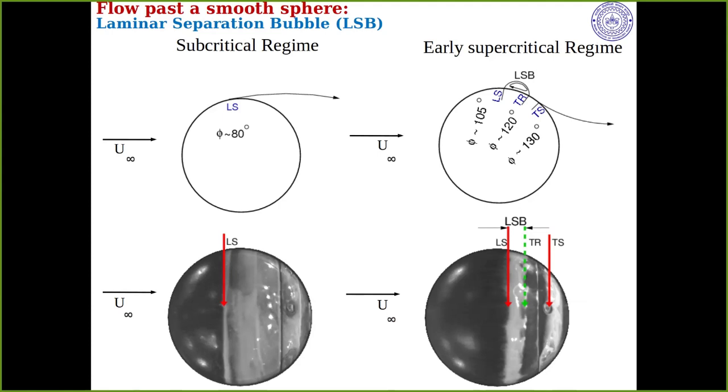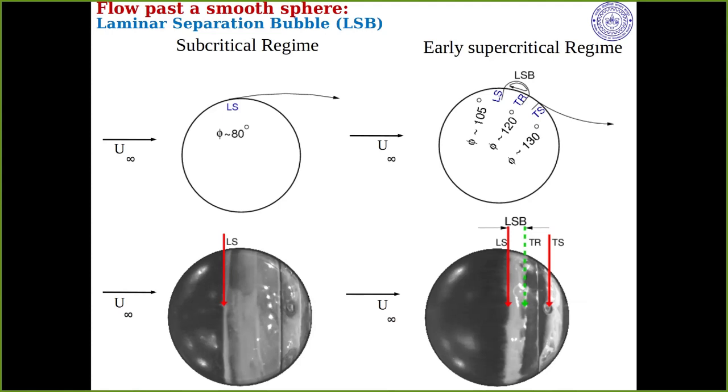And you can clearly capture this in an oil flow visualization. The way it is done is, you take this bluff body, a sphere, and put a film of oil on it, and mix some pigment in the oil. This is a white color pigment.